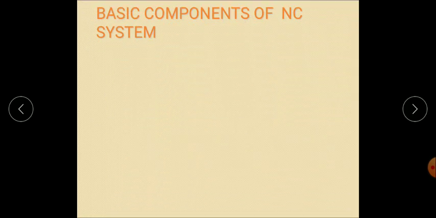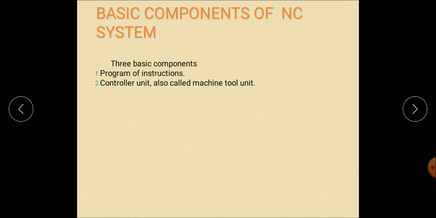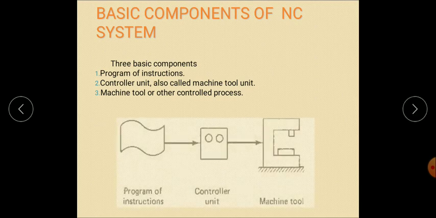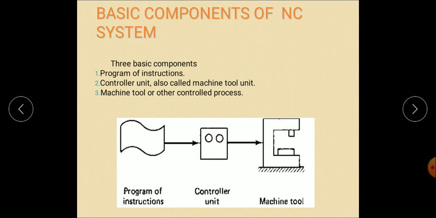Next, the basic components of an NC system. Basically, there are three basic components. First one, the program of instructions. Second, the controller unit, also called the machine control unit. Third one is the machine tool or other controlled process. So this is the diagram related to the basic components of an NC system. First is the program of instructions, which is passed to the controller unit, then from the controller unit it is passed to the machine tool.